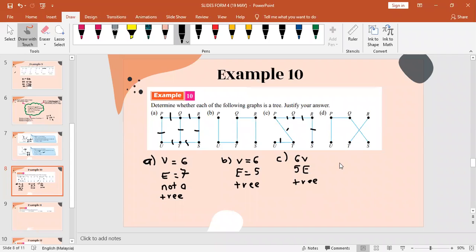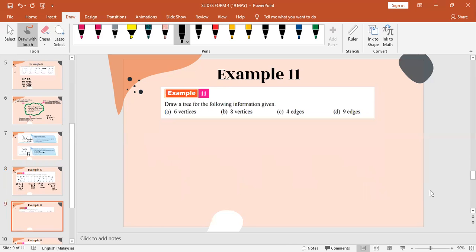And lastly, for D, okay, we have 1, 2, 3, 4, 5, 6 vertices. And then edges, we have 1, 2, 3, 4. Only 4 edges. So this is not a tree. Okay. Do you understand? Yes, okay, very good. Example 10 and then example 11.